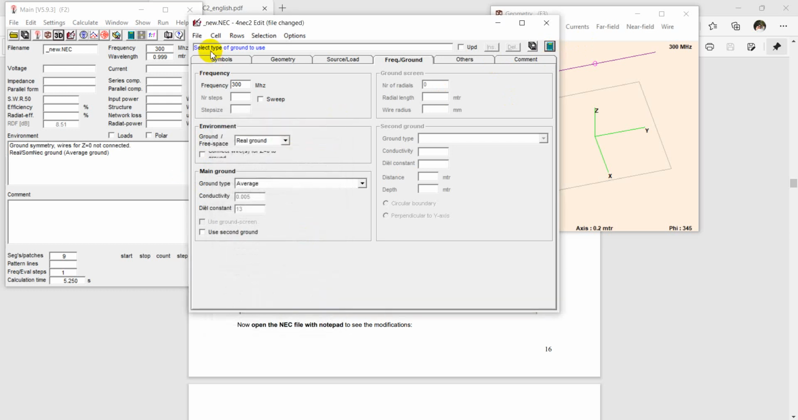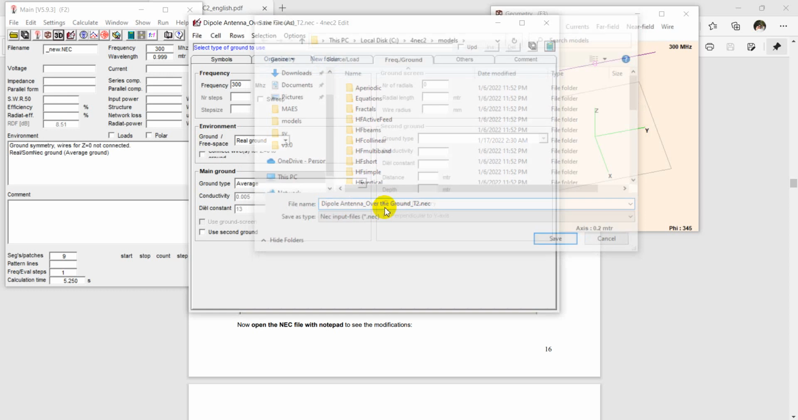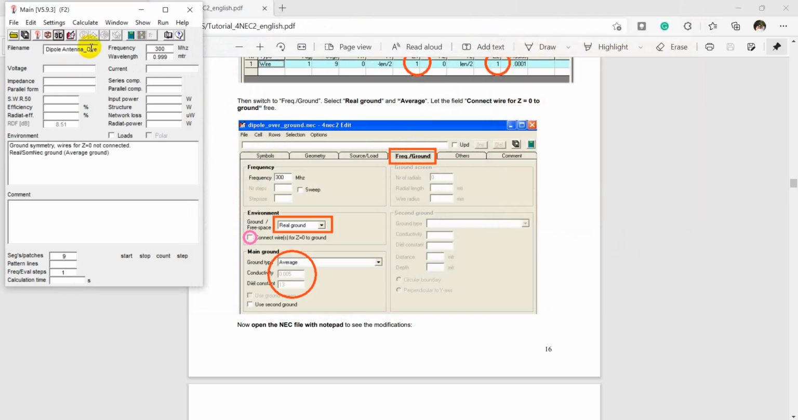So this is the part, and after that you have to save the file. Now I save it as dipole antenna over the ground 2. After saving, the file is saved, and that's it for now.